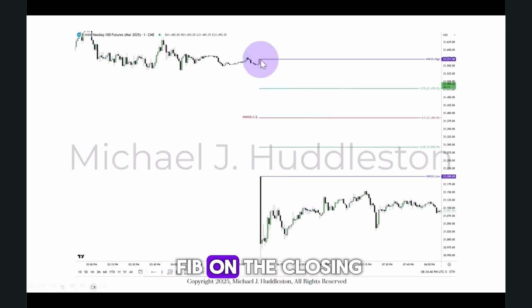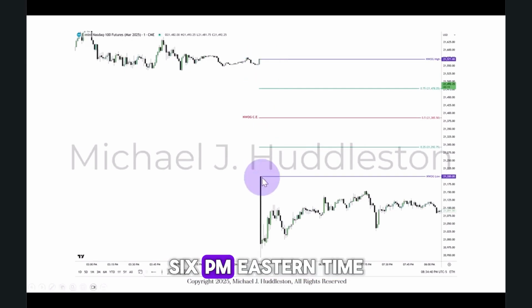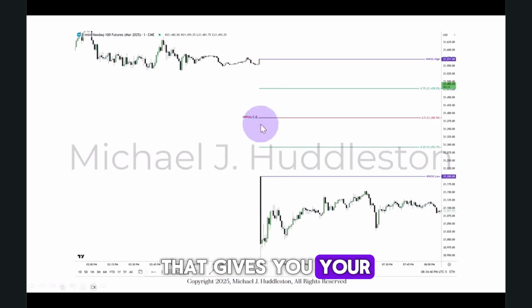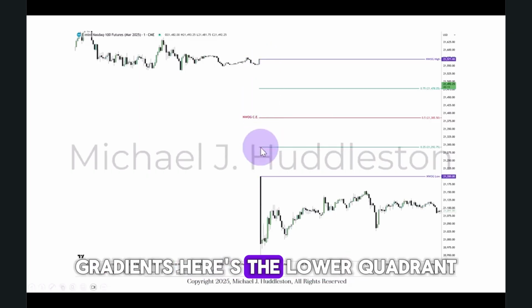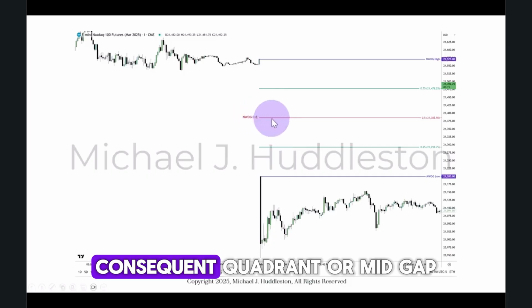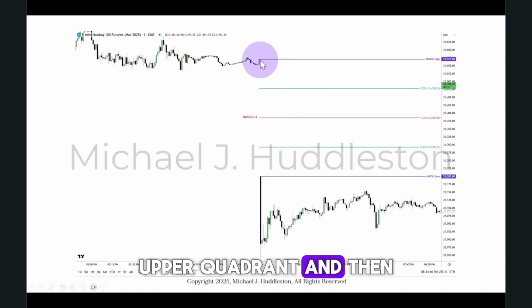And putting the fib on the closing price on Friday and the opening price on Sunday 6 p.m. Eastern time. That gives you your new week opening gap. Gradients. Here's the lower quadrant, consequent encroachment or mid gap, upper quadrant, and then the high.